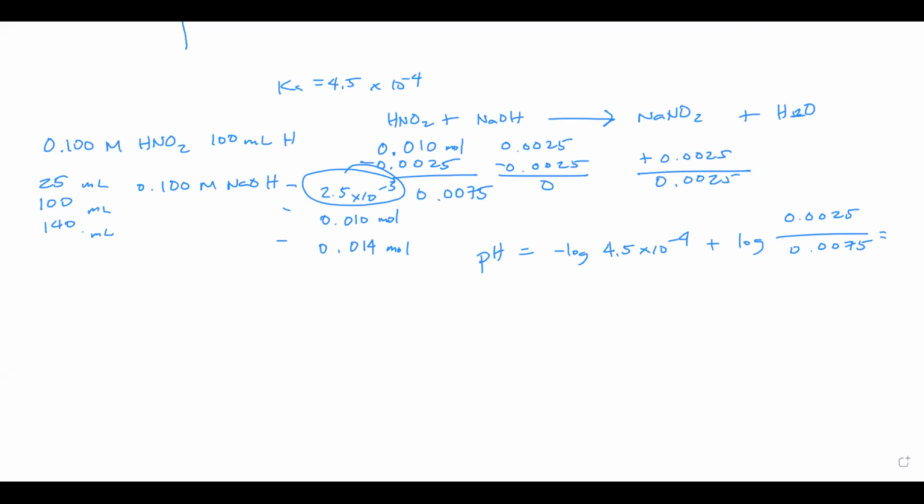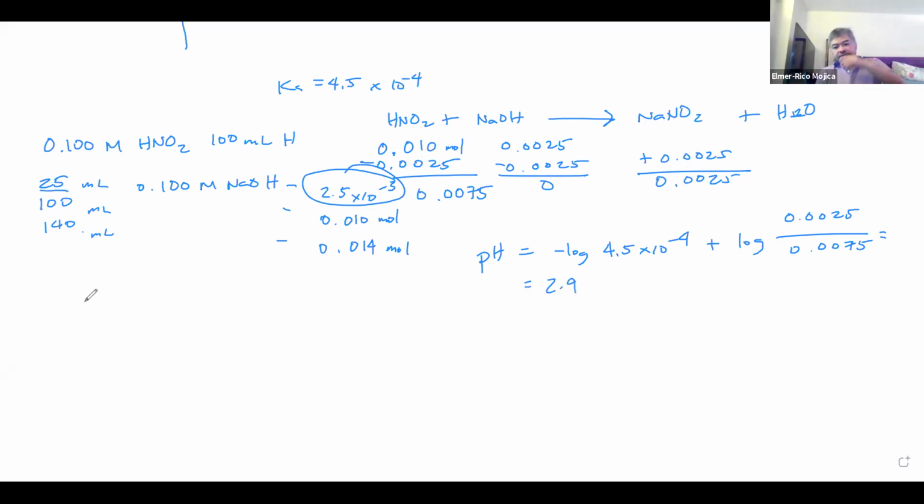I got 2.87. 2.87, or around 2.9, right? Right. So that's the answer at this portion. Now, at the second portion, what will happen?